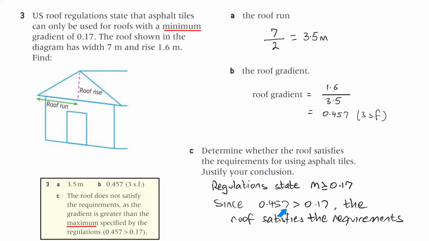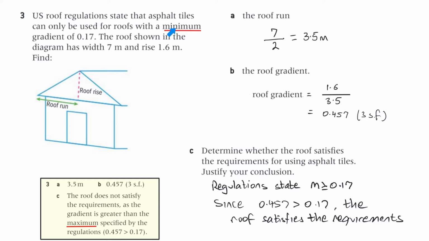Since 0.457 is greater than 0.17, the roof satisfies the requirements. Okay, well, when you read the answer in the back, they write the word minimum, so they really should have written maximum here. That's an error. That should say maximum.